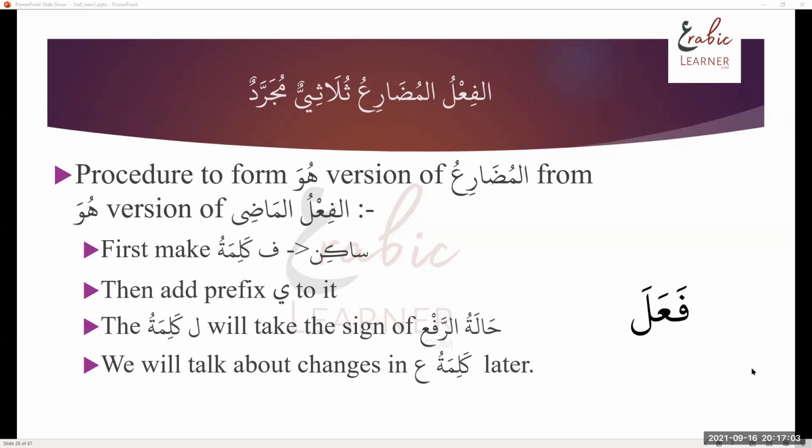You add ya prefix. So before fa, you will add ya here. And lam kalima will take rafa. So instead of fa'ala, la in the end, it will become lu. So how it will be? It will become yaf'alu. Okay. This is the procedure to make Mudaare from Maadhi.